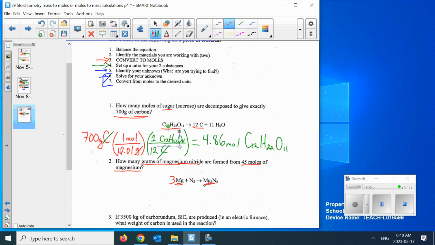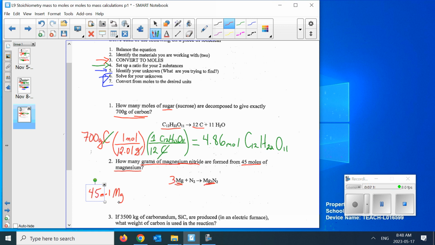And I want to convert to moles. Okay, I already have moles. So I'm going to write down 45 moles of Mg3N2. So, step 3, convert to moles, big moles. You always have to get to moles, but it's already in moles. So don't think you need grams to moles right off the bat.